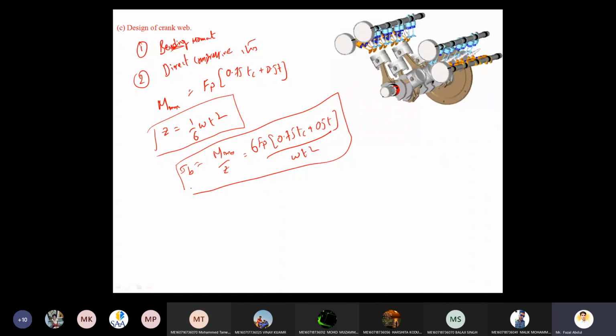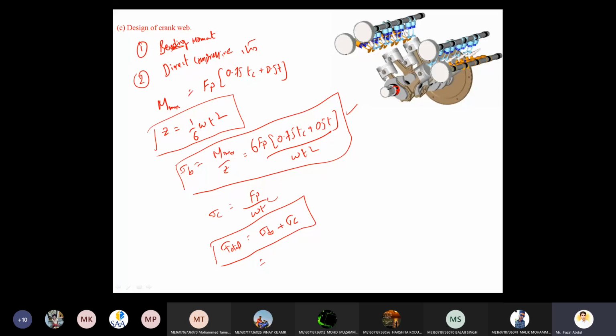And now the direct compressive stress. The direct compressive stress is due to the gas force. That is, the direct compressive stress is Fp by the area W into T. Now the total stress acting on the web is the direct bending plus direct compressive stress. Calculate these two separately and substitute here, and we will get the total stress acting on the web portion. After getting the total stress, we have to compare with the standard permissible limit, meaning our total value should be less than the permissible value.